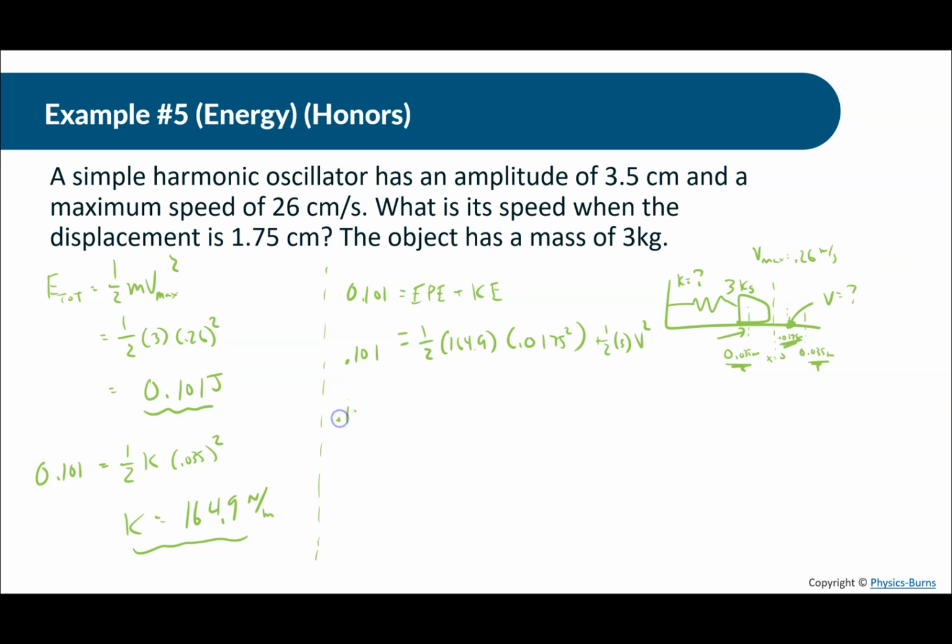So let's simplify things. 0.101 is equal to 0.0175 squared times 164.9 times 0.5, and this is going to be equal to 0.025 plus, I'm going to do 1.5 V squared. Okay, 0.1 minus 0.025, divided by 1.5, square root. And we get velocity is equal to 0.225 meters per second. Whew.